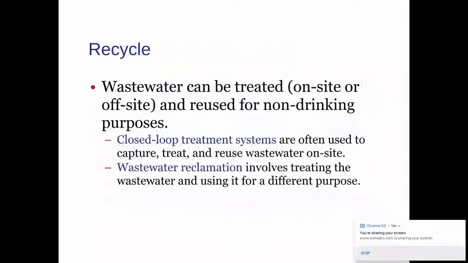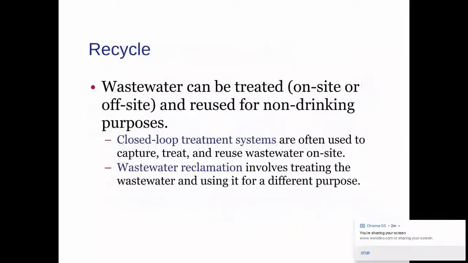Recycling: wastewater can be treated. So if you want to actually try to treat it on site, instead of sending it to a facility, again, you don't want to reuse this water for drinking purposes, but you could capture, treat, and so a closed loop system is where you capture, treat, and reuse water on site.